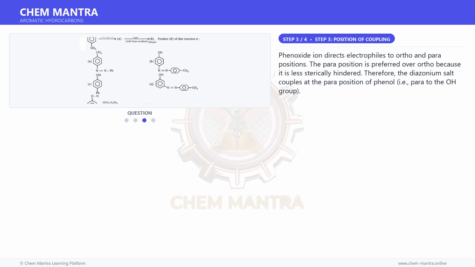Moving on to the next step. Phenoxide ion directs electrophiles to ortho and para positions. The para position is preferred over ortho because it is less sterically hindered. Therefore, the diazonium salt couples at the para position of phenol, i.e., para to the OH group.